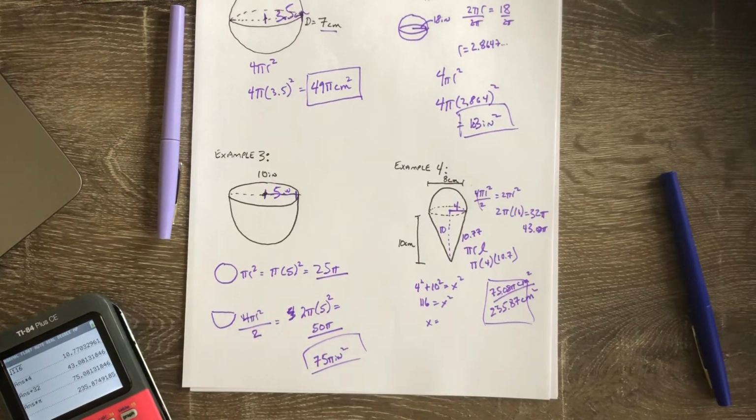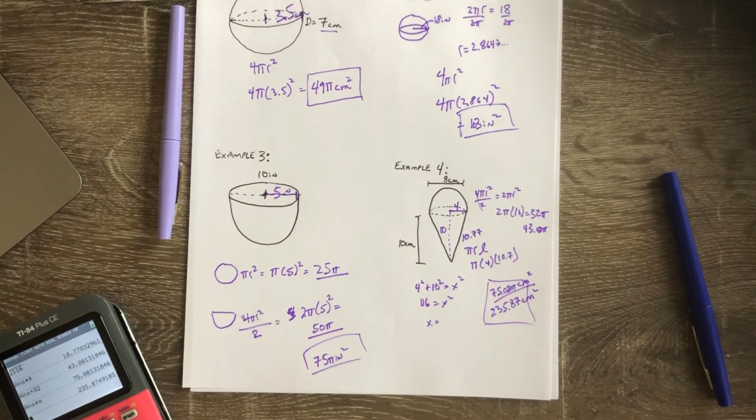Cool, so we got area of a sphere is going to be 4 pi r squared, and then remember, when you're finding the surface area, you only want to find the area that you can touch, right? So, cool. Let me know if you have any questions.